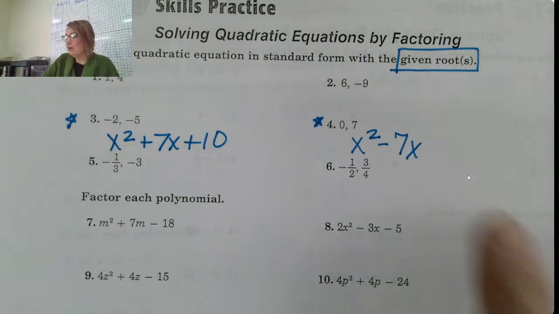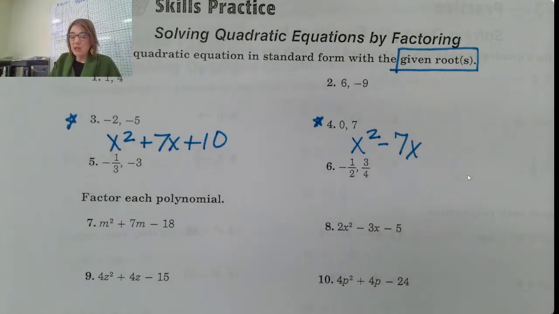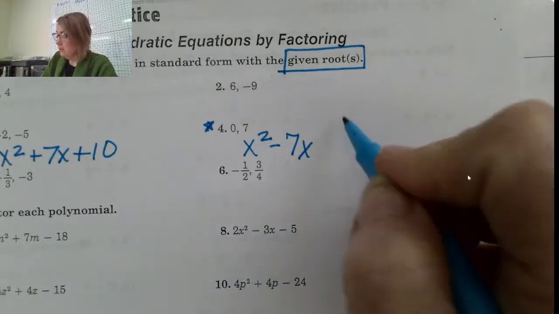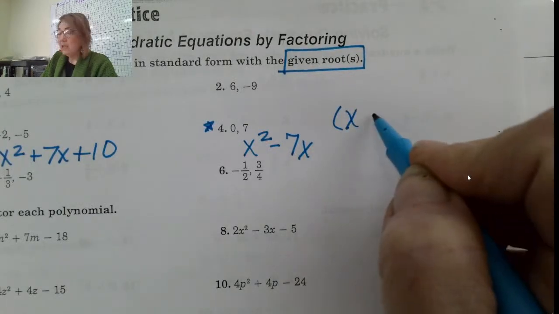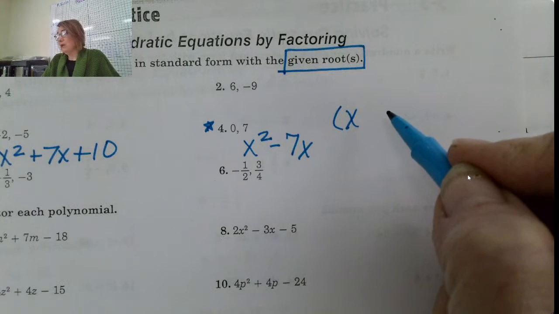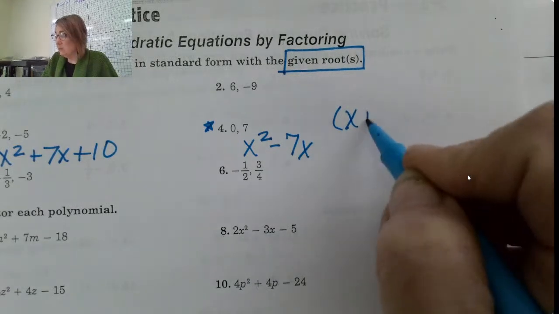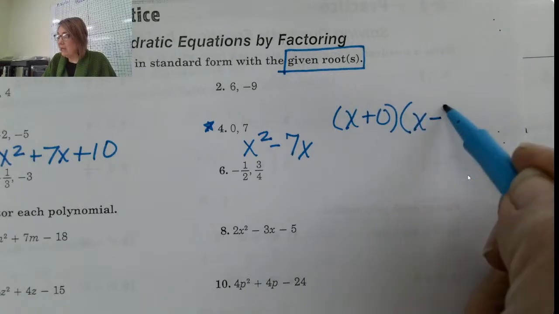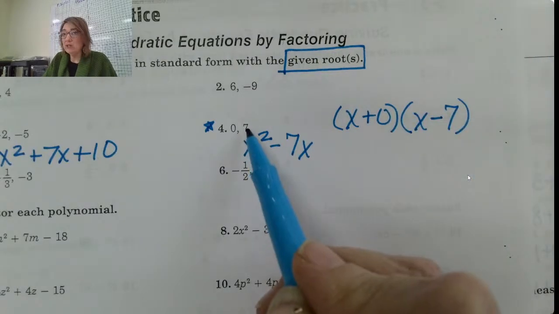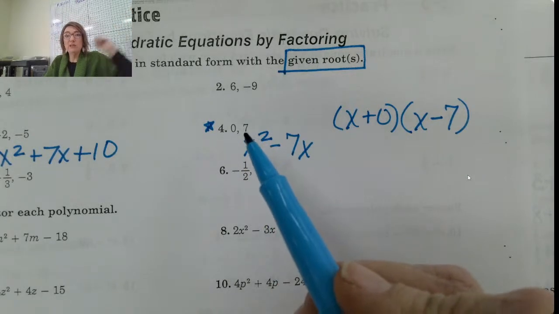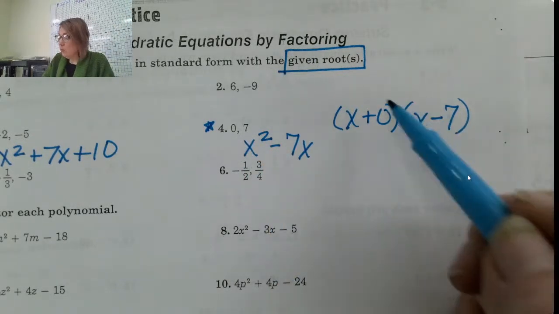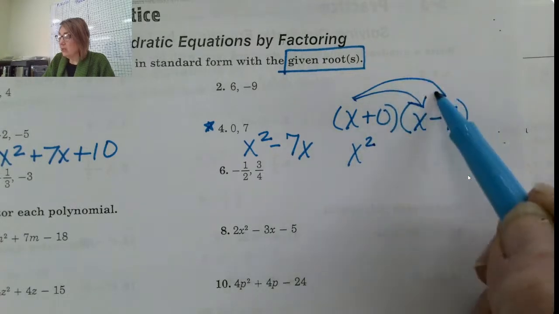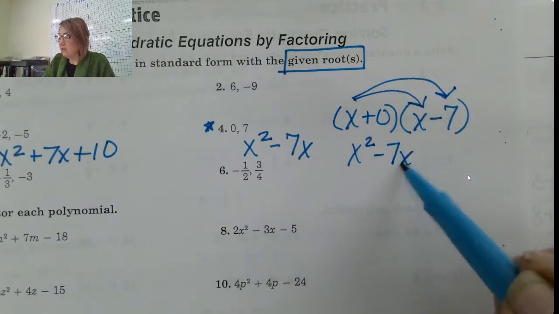Now let's talk about why there's nothing over here. So if we look at that problem, I'm going to just work it out here to the side. We have x either plus or minus 0. It doesn't make any difference, right? Because 0 has no value. And then we have x minus 7 because x equals 7. So if we move it over, that means it's a minus, right? So we're going to have x times x, x squared. X times negative 7, negative 7x.